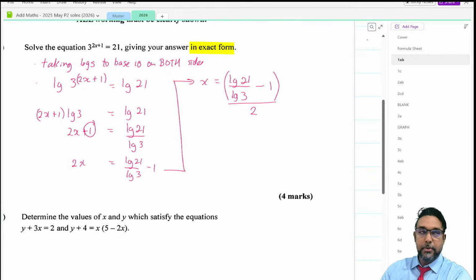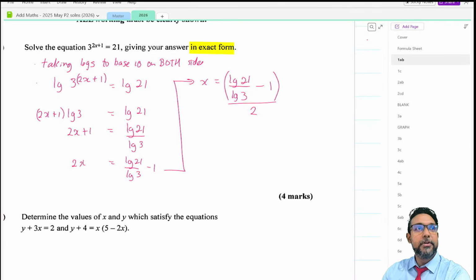Was there 2x plus 1? Wasn't it 3 to the 2x plus 1 initially? Right? Yeah. We separated the 21 into 7 and 3. So log 7 plus log 3? Yeah. Ooh, hold on. That's sounding good to me.